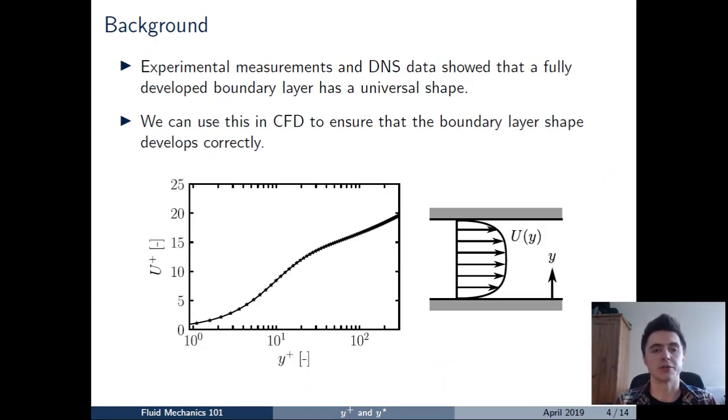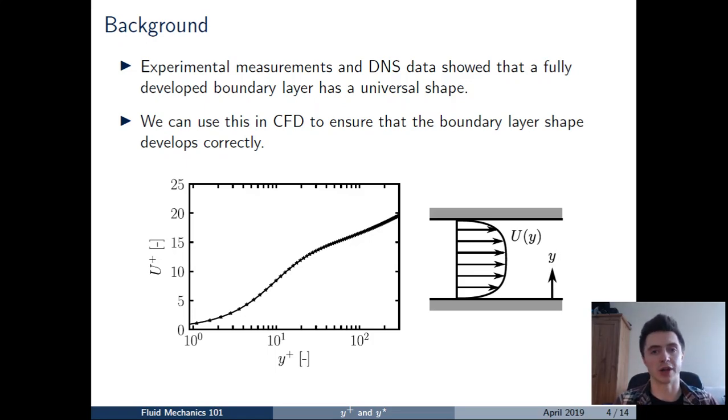So now if we look at some experimental measurements and direct numerical simulations of the boundary layer profile, what we find is that the boundary layer profile actually has a relatively universal shape when we scale it on this dimensionless distance yPlus. As you can see from the plot there, as we move along the x-axis increasing yPlus, the dimensionless velocity uPlus also increases. And this velocity profile takes a very characteristic shape, and it turns out that this profile is relatively independent of Reynolds number close to the wall.